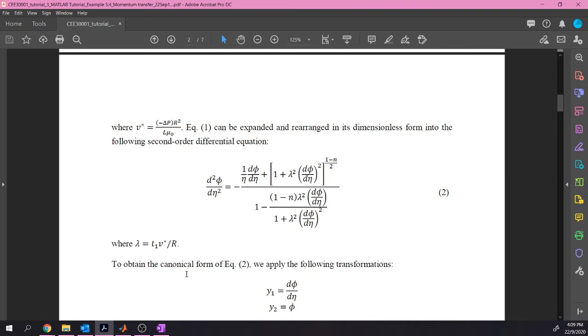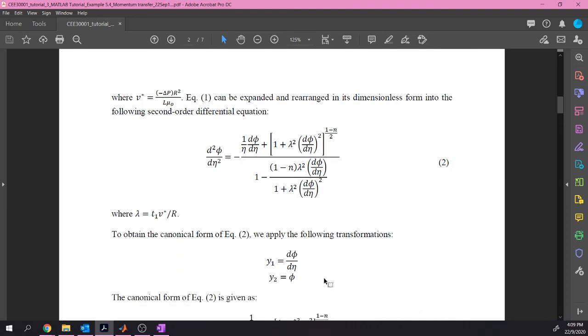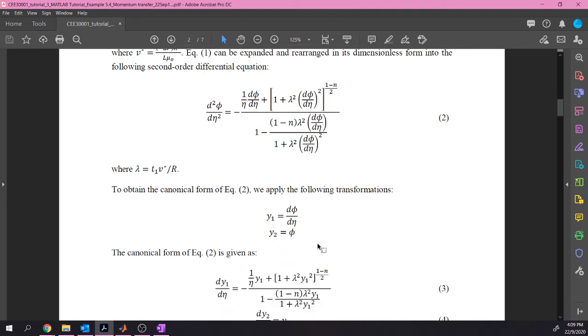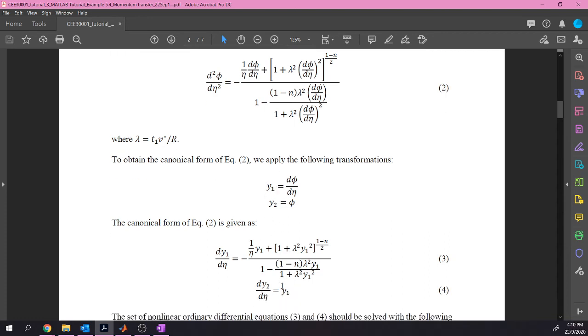So to obtain the canonical form of equation 2, we apply the following transformation, whereby we set y1 equals d theta over d eta, and y2 equals theta over here. I call this theta. So substitute this in. So we have 1 over n equals this one, which is y1. Simplify it, where dy2 over d eta is y1. Okay, the change of this variable.